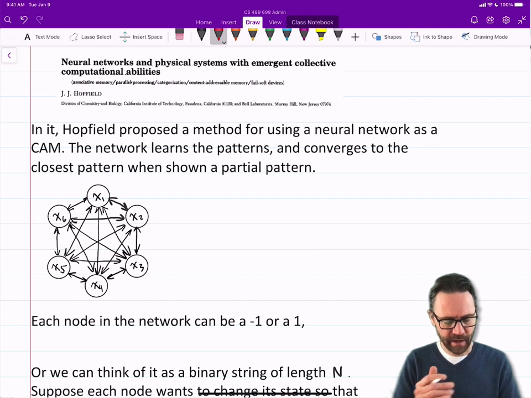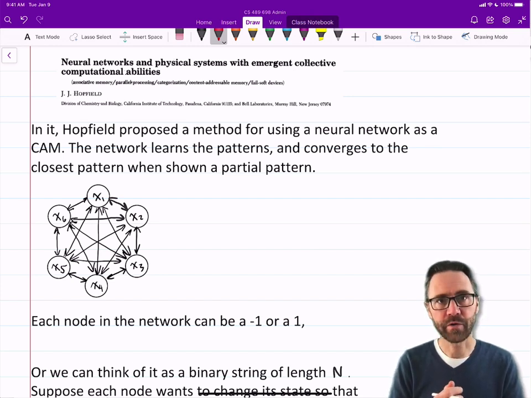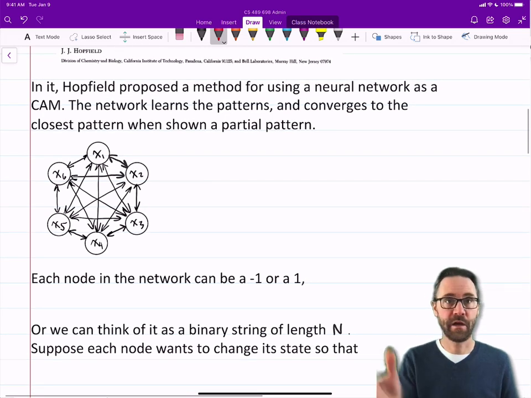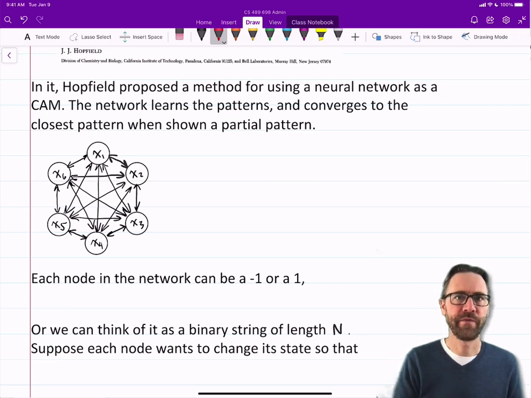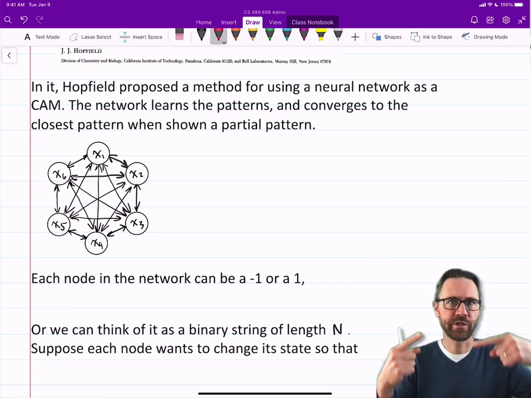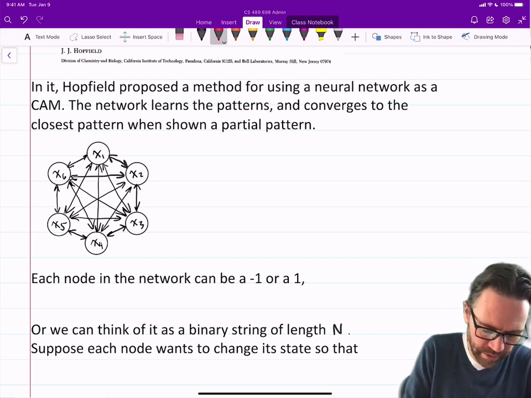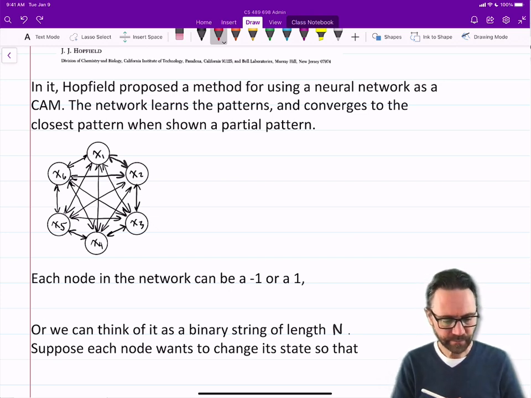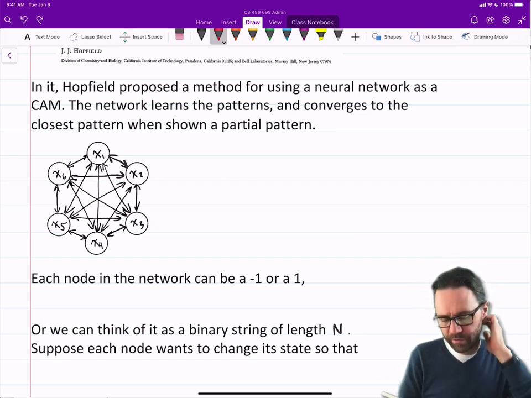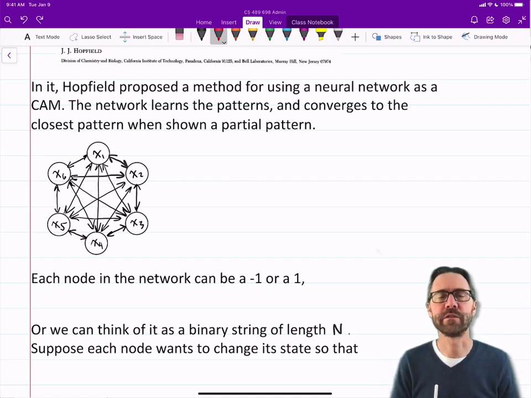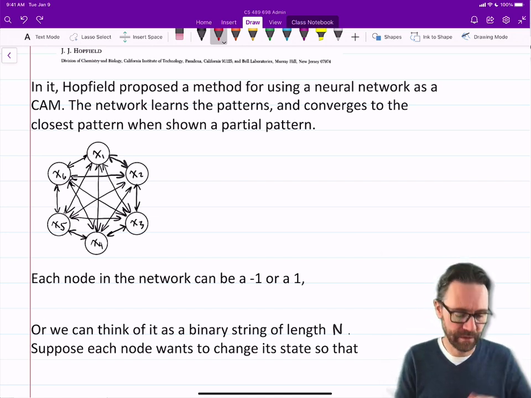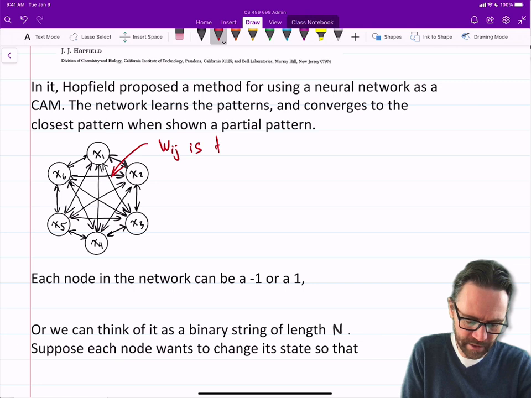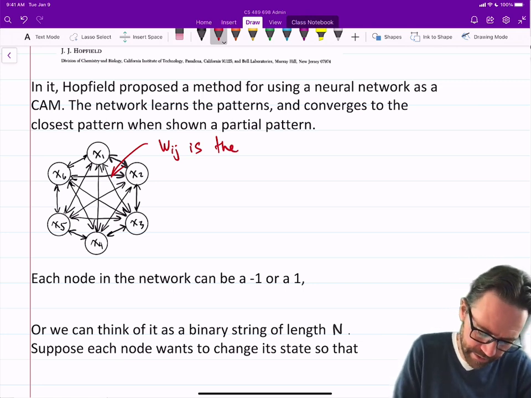Here I have a network of 6 neurons. You'll notice this is already different from our previous neural networks, because this is a recurrent network. We haven't talked about recurrent networks yet, but they have connections going both ways. Every time there's a double arrow, you can think of it as 2 connections going in either direction, one going this way and one going that way. Although we're going to assume that the connections going in opposite directions have the same weight in either direction. Wij is the connection strength from node i to node j.